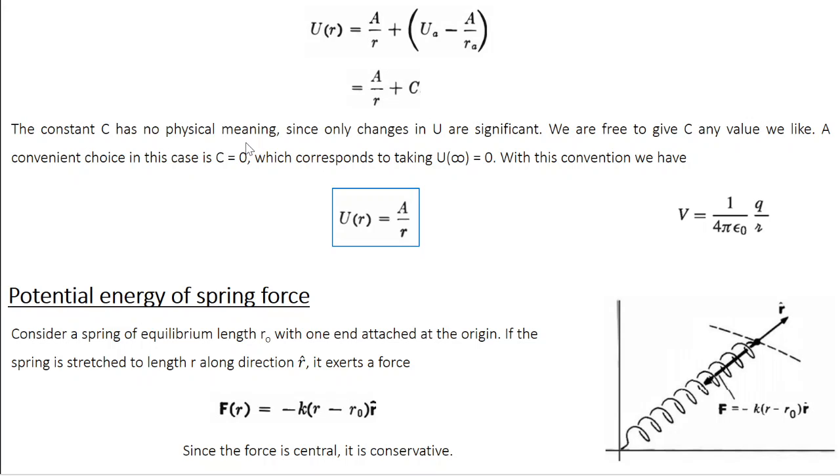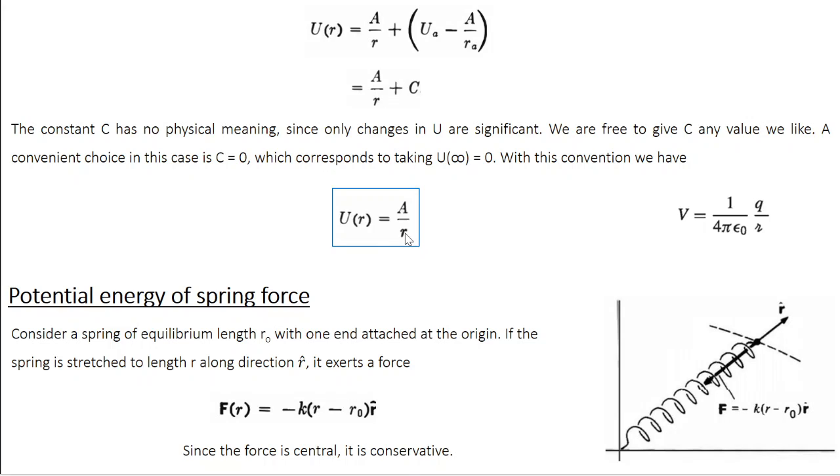Now this constant C has no physical meaning. We are free to give C any value we like, because as I said earlier, the choice of points A and B are quite arbitrary. So since you have the choice to give any value to C, the simplest choice is to make C equal to 0. So you have the expression in an inverse square field, or in a central force field, U of R equal to A over R.